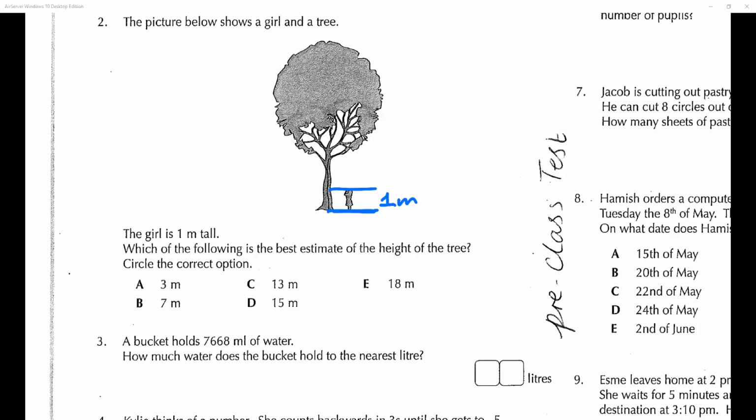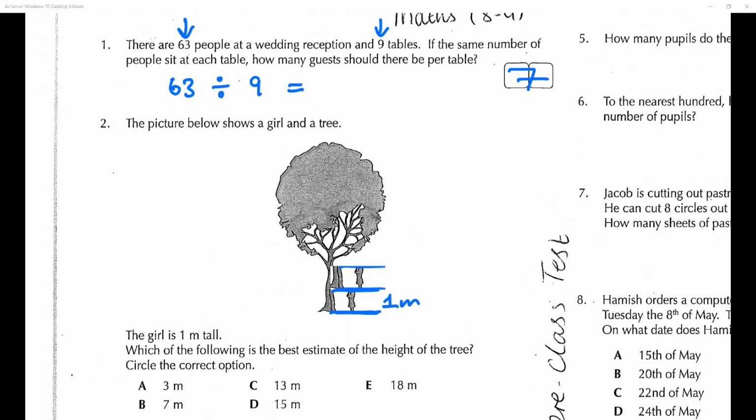7 meters. Whoa, how did you get that? I used the tip of a pen. Yeah? What's the first question? The first one is 63 divided by 9 is 7. Okay. I used a pen to measure how long the girl was, and then I kept on measuring it on, and I got 5 meters, and then I rounded it to the nearest number that was on the bottom.